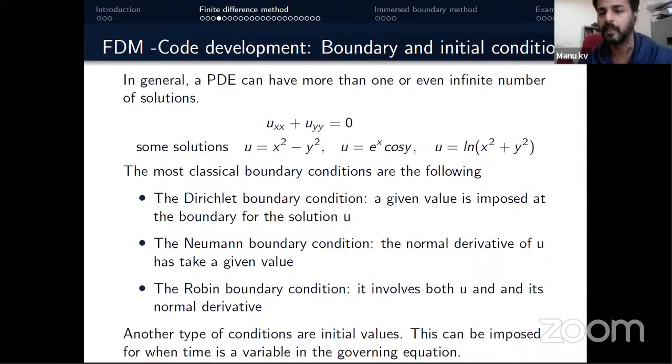Another important aspect is the kind of boundary condition which we are handling, which is extremely important. Take any partial differential equation, and we can get n number of solutions depending upon the boundary condition. For example, if you look at the Laplace equation, there are n number of solutions, as shown here.